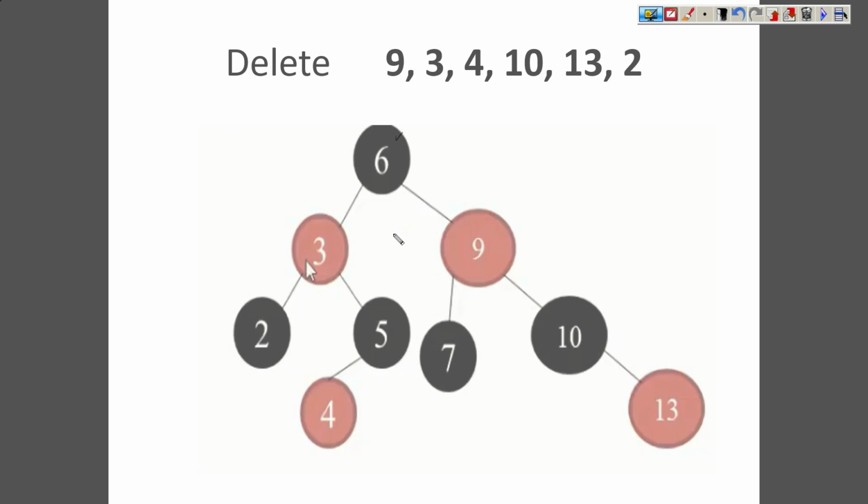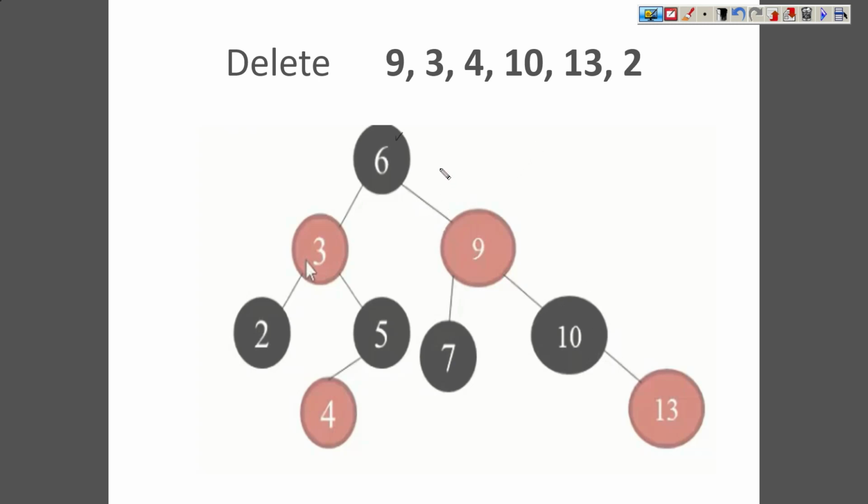The black height property must also be satisfied. That means from the root to the leaf, all the possible paths must have the same number of black nodes. We can see in this path we have two, in this path we have two, in this path we have two, in this path we have two. So the black height property is also matched. This is an RB tree.